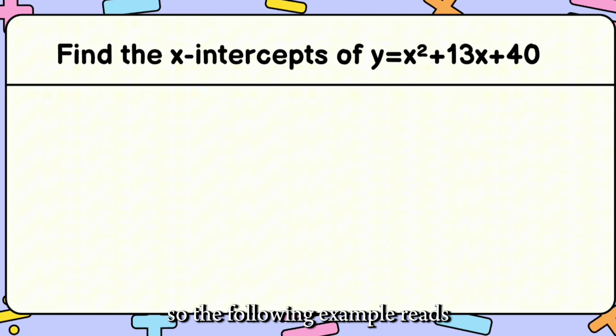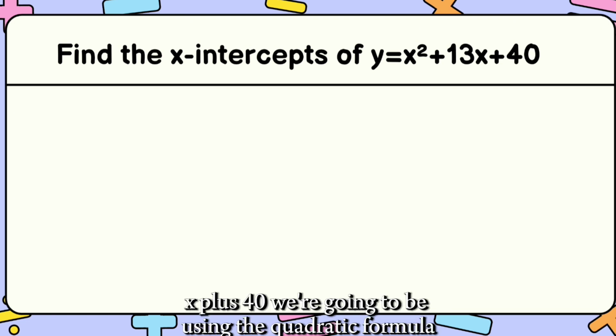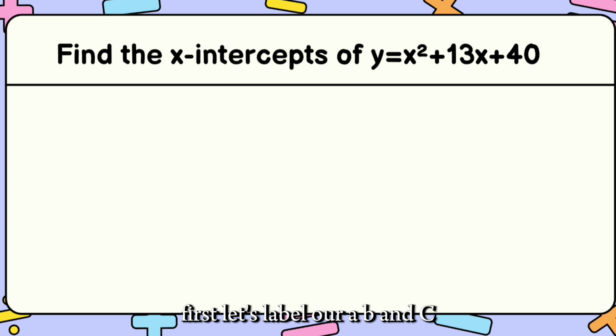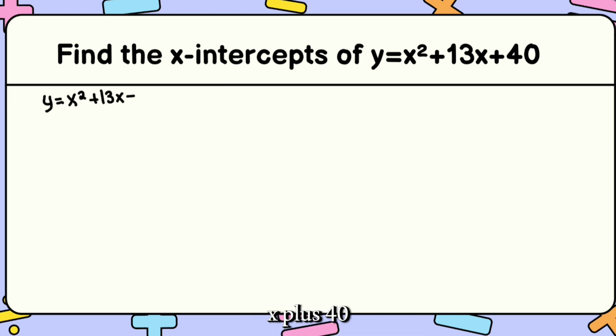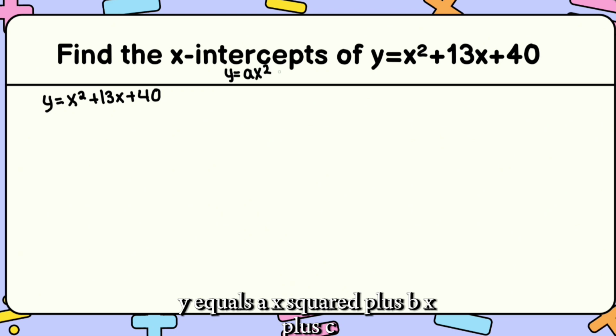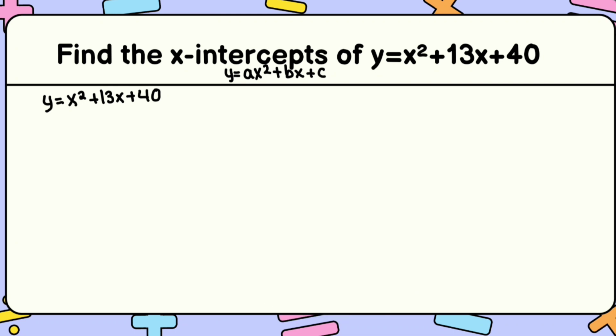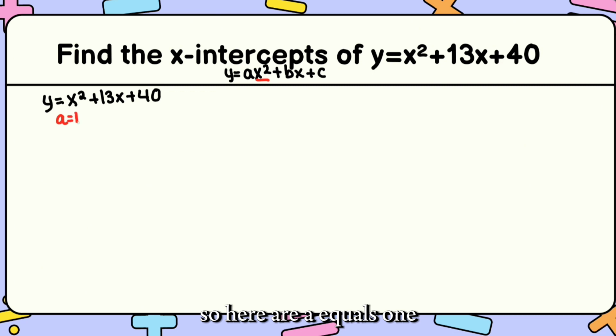The example reads, find the x-intercepts of y equals x squared plus 13x plus 40. And we're going to be using the quadratic formula. First, let's label our a, b, and c. Our standard equation is y equals ax squared plus bx plus c. We said that a is always going to be the coefficient of x squared. So here our a equals 1.